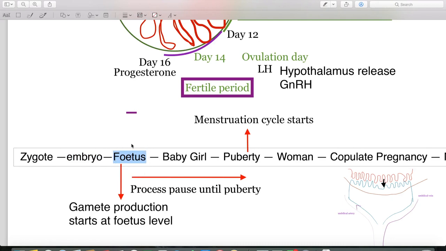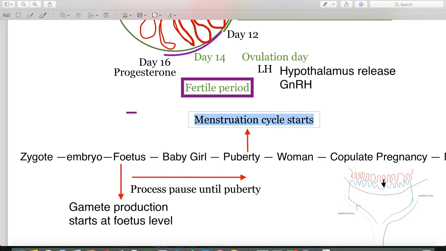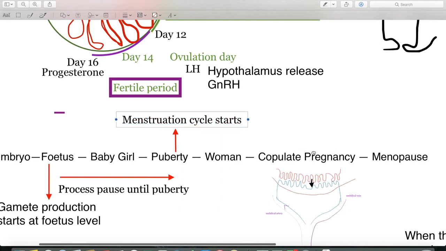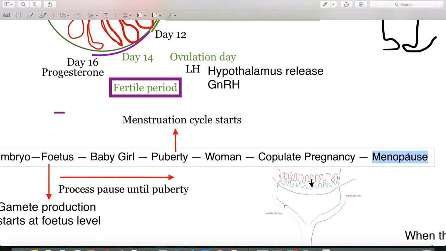During the fetus stage of a female, the female has already started gamete production. Gamete production in a female already starts during the fetus stage itself, and then it pauses. It pauses the process, and she is born as a baby girl. After many years, 11 to 12 years, she reaches puberty. This is when the menstruation cycle starts, and she resumes her gamete production. So there is a long pause after the first gamete production starts. She starts again the production of gametes through the menstruation cycle. After she reaches puberty and becomes a woman, she copulates to become pregnant, and finally when she is old, she goes through the menopause stage.